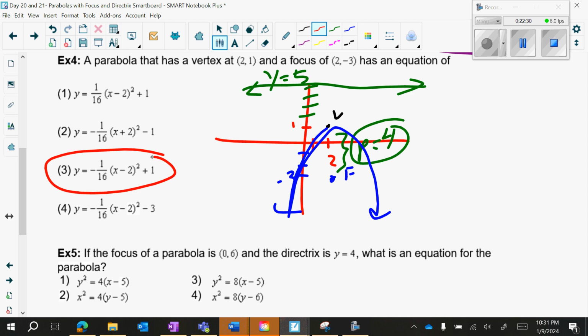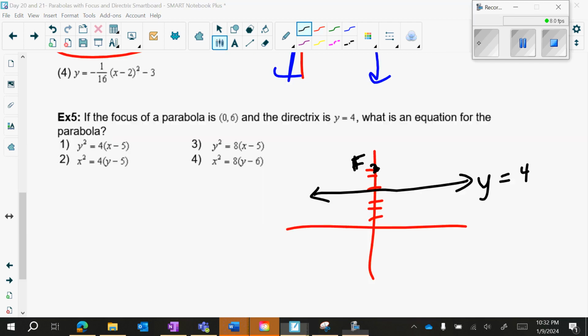If you know it's negative because it's going down, you could cross out choice 1 because that one's not negative. Next, you know you have to use your vertex, so it's got to be x minus 2. So then you could cross out choice 2 because that's plus. It went right 2 and up 1. So it's going to be a plus 1 in the back. Good job. All right, look at the next one. Give it a try, and then we'll reconvene.